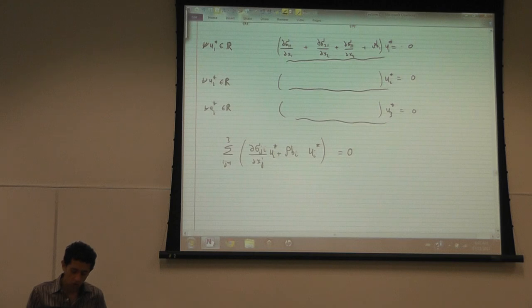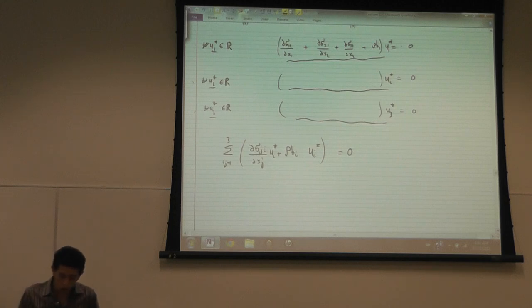Because we're saying this is true for every u1 star, u2 star, u3 star, then you can assume anything for u2 and u3. 0 and 0, then you get the first equation is equal to 0. If you assume 0, 0, 1, you get the third equation. If you assume 0, 1, 0, you get the second equation.